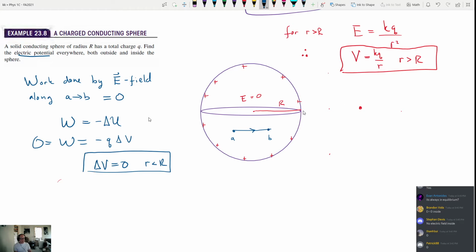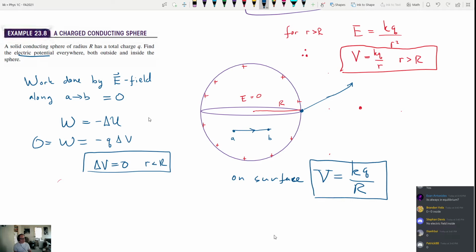So if I come to a point right on the surface right here, I know as long as I'm outside the surface, the value of the potential has to be this, right? So on the surface, the value of the electric potential, and if you don't think about it, it's going to look like the same equation. It's not the same equation. This is the value of the electric potential on the surface, right?